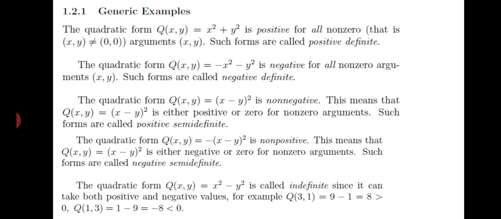When the quadratic form Q(x,y) equals (x minus y) whole square, it is non-negative. Why? Because whenever you take values of x and y, the result is either positive or 0 for non-zero arguments. Such forms are called positive semi-definite. Let's say we take x equal to minus 1 and y equal to 1. So it becomes minus 1 minus 1, which is minus 2, and whole square is 4. Again it is 4.